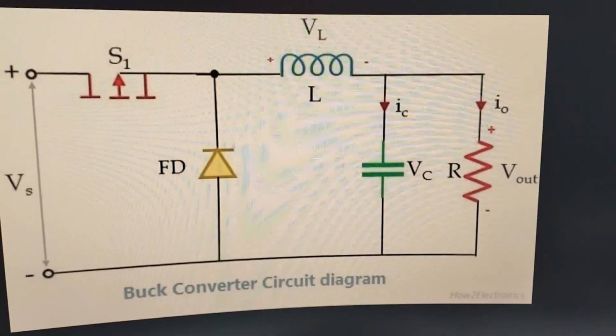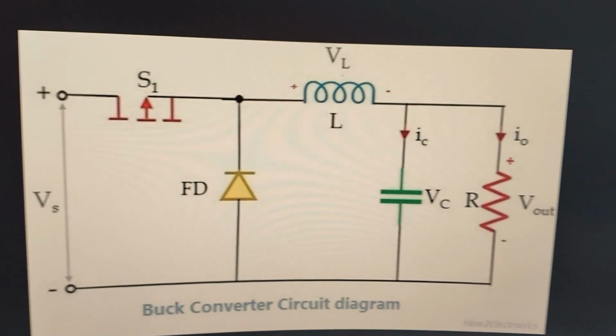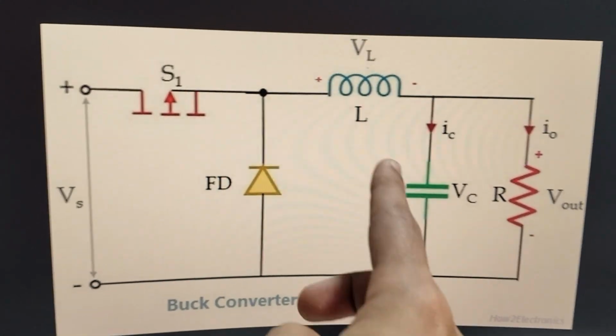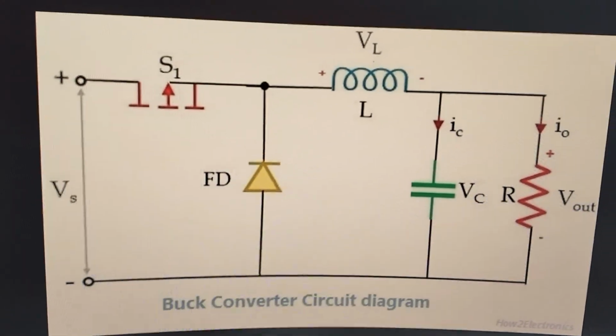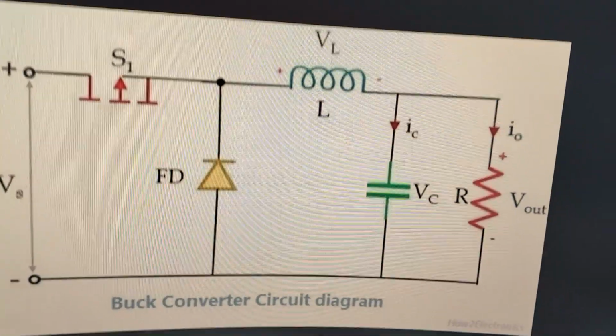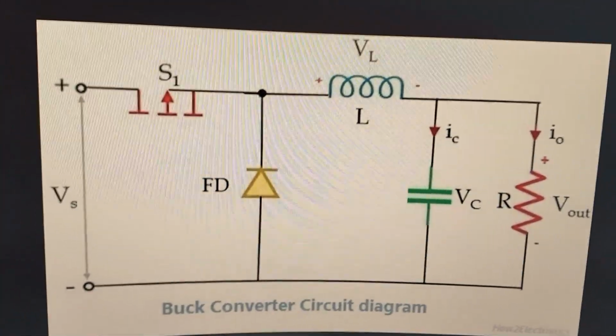And of course, to smoothen out the output here, you need the LC filter, which is why you see the L and C. And there's a freewheeling diode. And yeah, you can connect your load here, which in this case is a resistive load.